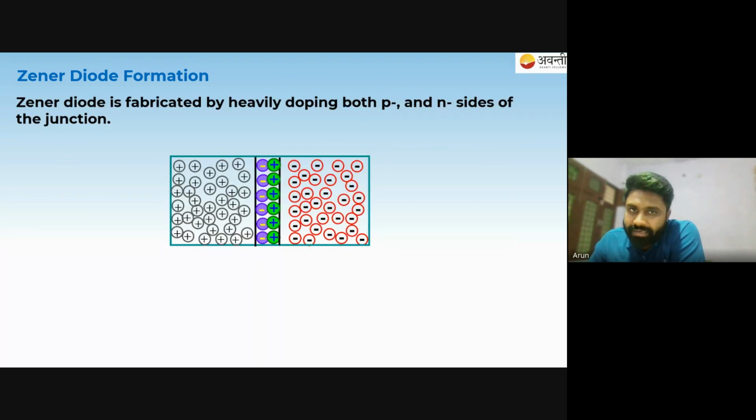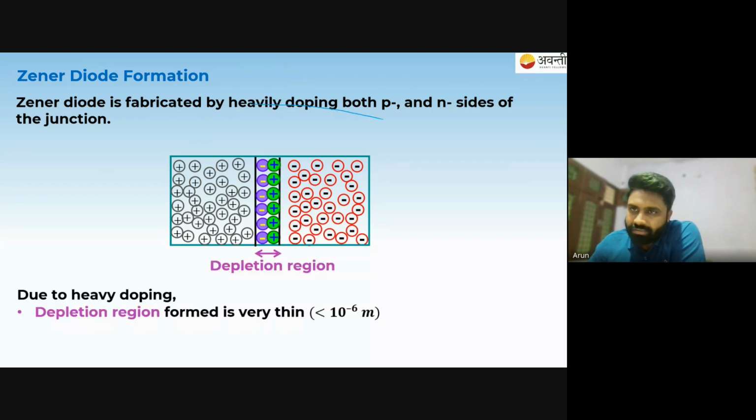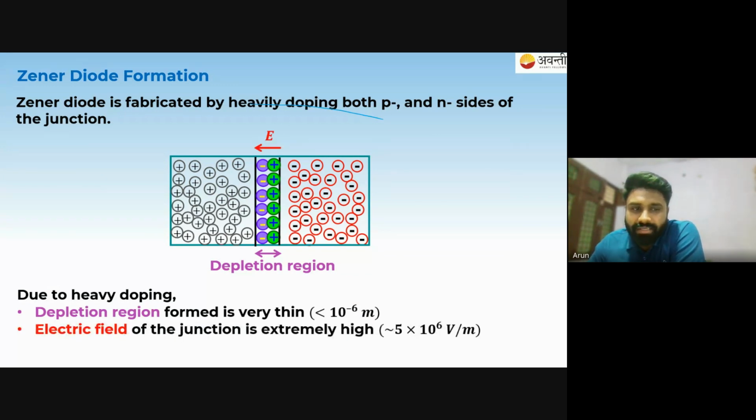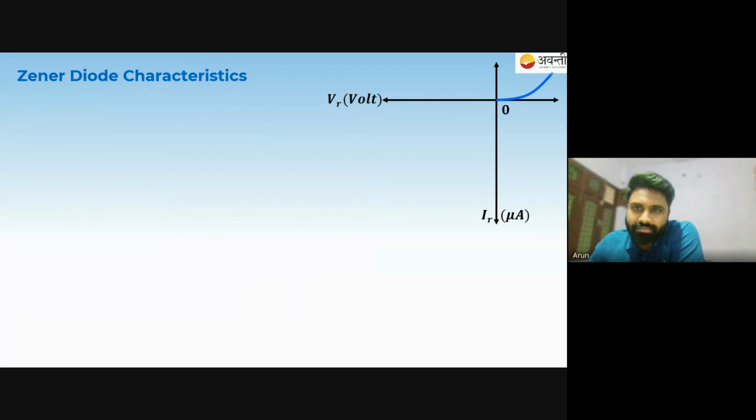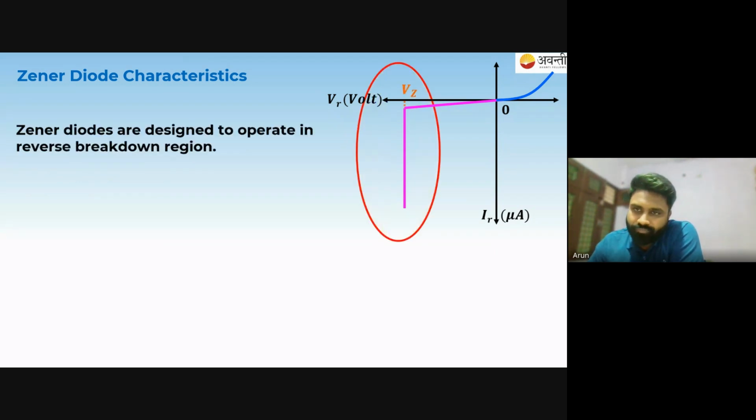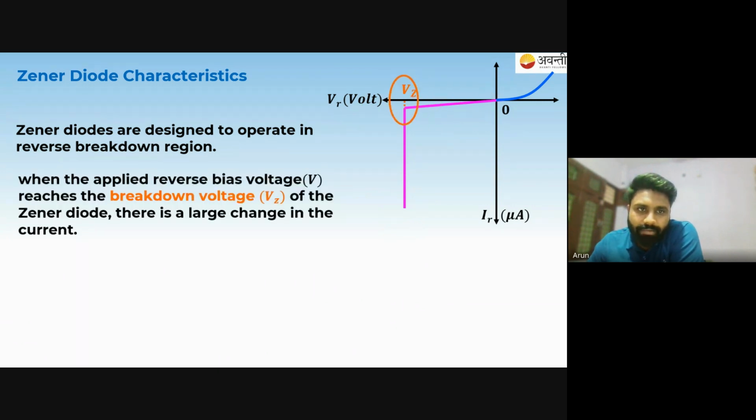so the Zener diode is fabricated by heavy doping of the PN junction. I have told you. So the depletion region will remain small. If the depletion region is small, then the electric field will be very high. The electric field of the junction is extremely high. And the reverse breakdown voltage is very small. Okay. You can see here, for reverse biasing, it will instantly shoot up. Okay. So when the applied reverse biasing voltage reaches the breakdown voltage of the Zener diode, there is a large change in the current.